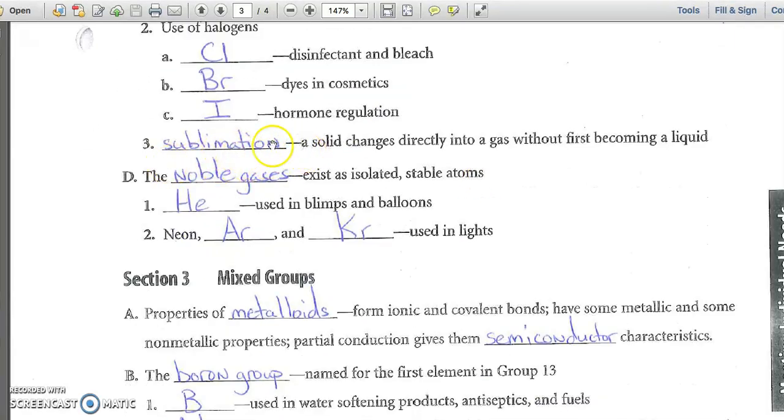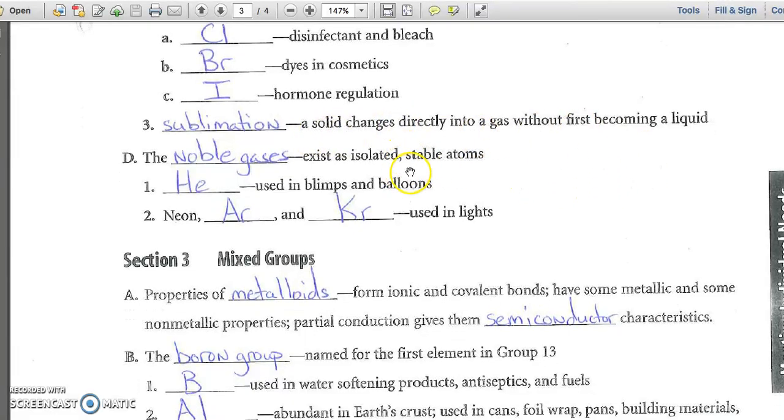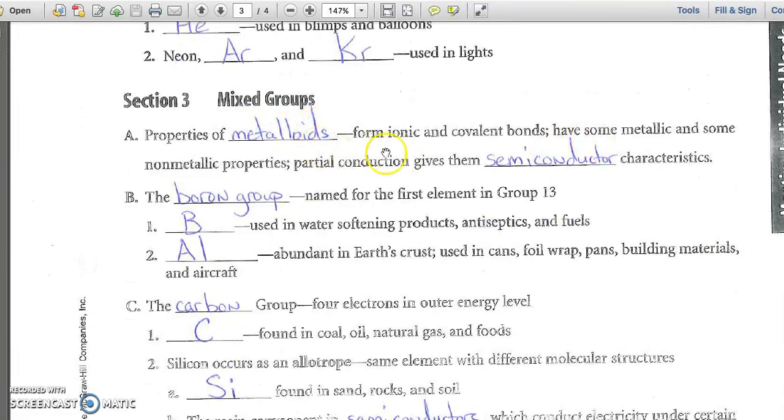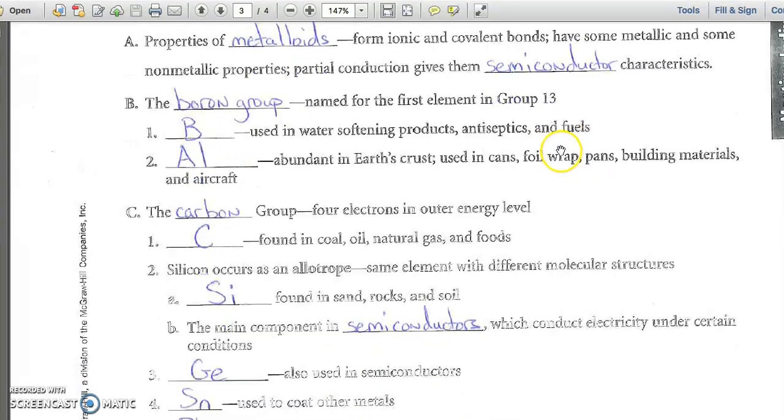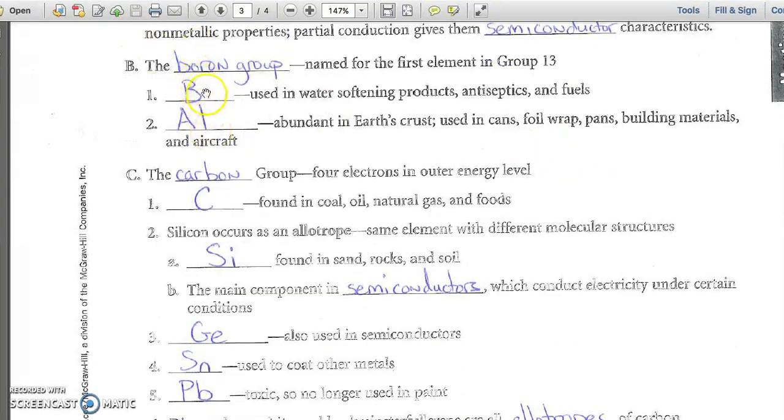Sublimation, that's an important word to know. I think it's a definition. It's when a solid goes directly to a gas without first becoming a liquid. Metalloids, semiconductors, right, the boron group. And for the elements, I just wrote the symbols rather than writing them all out. You can look in the book, periodic table in the back. We're building our familiarity with the symbols, right? Boron, aluminum, carbon, silicon, germanium, tin, and lead.